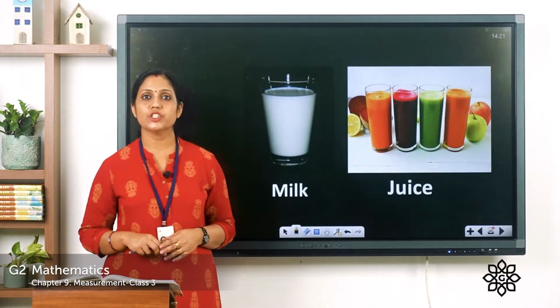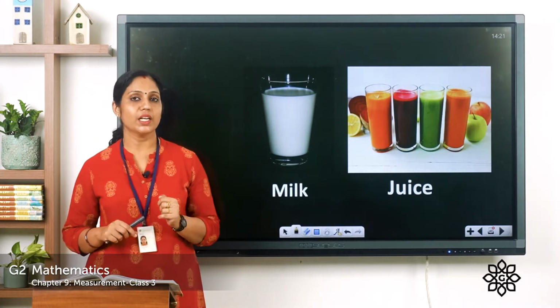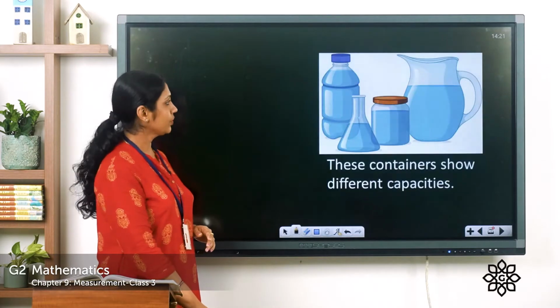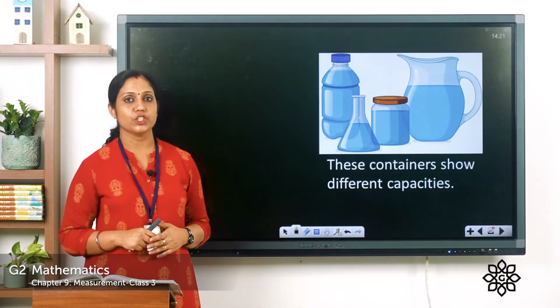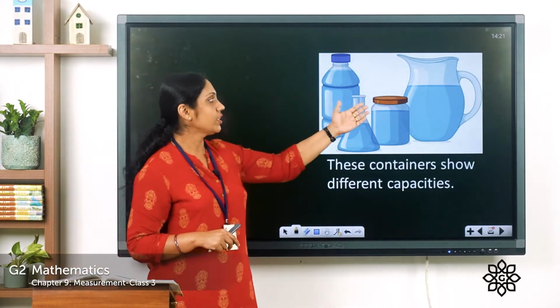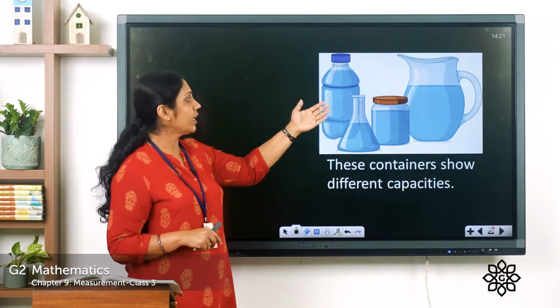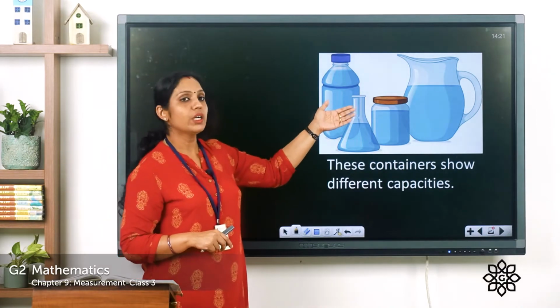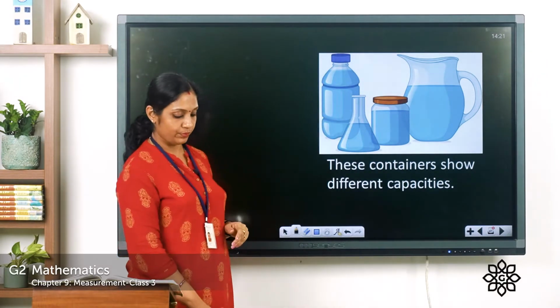Now look at this picture. Milk, we can say that milk is a liquid, and juice is also a liquid. You can see in this picture there are different containers, and in each container there are different amounts, right? So these containers show different capacities.